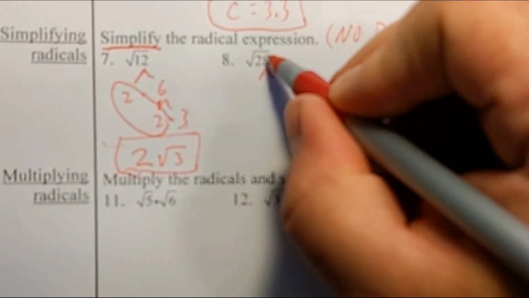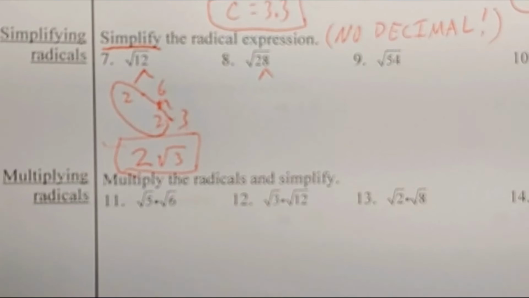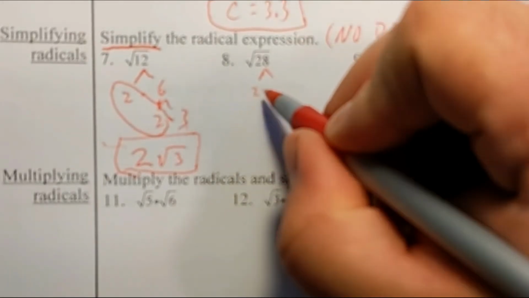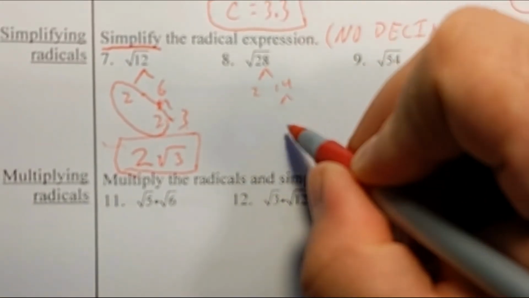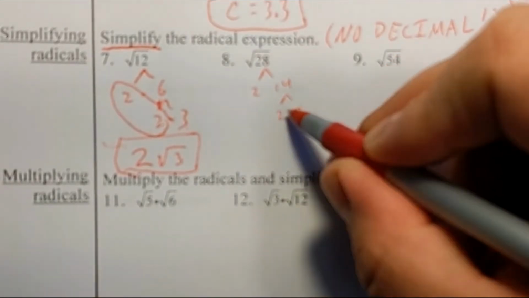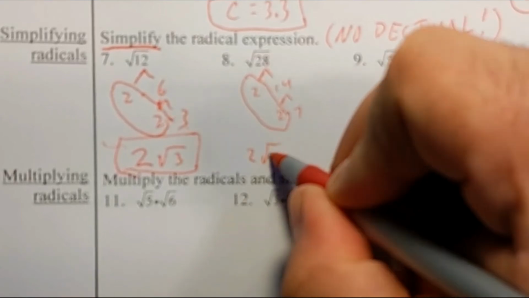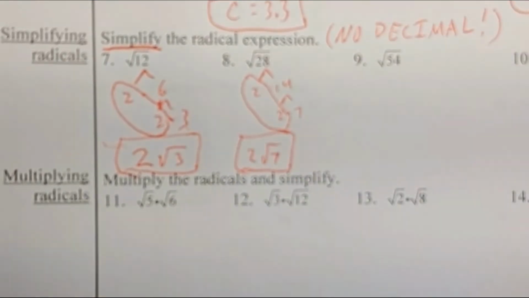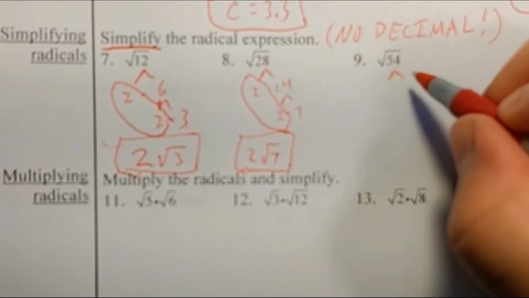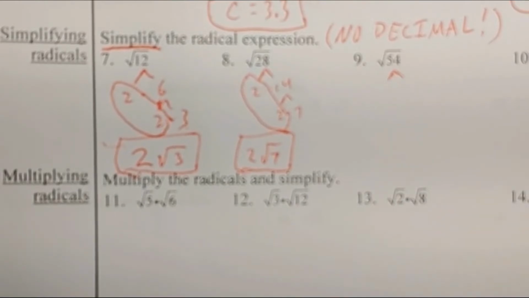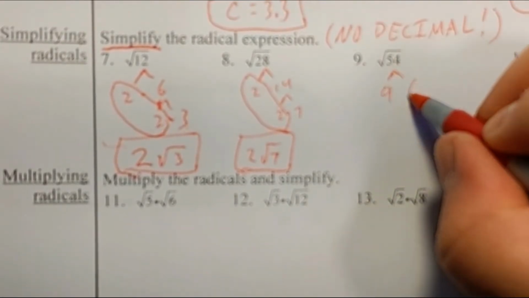28, we're going to do the same thing. So I'm going to factor out 28. I can go 2 times 14. And then from 14, I can go 2 times 7. And now these are all factored out. Look for my pair. So 2 on the outside, 7 on the inside. There's my answer.